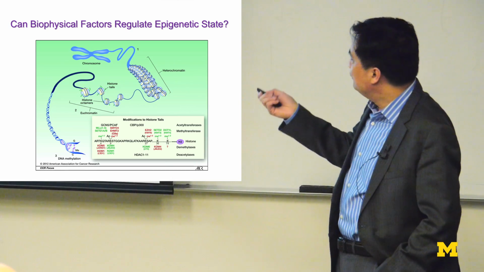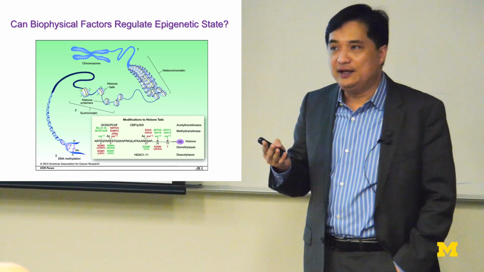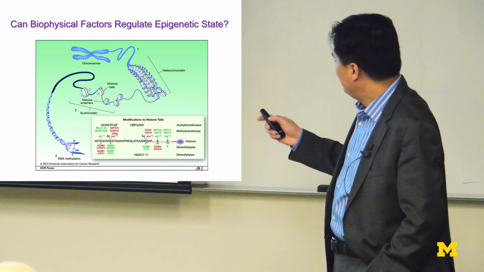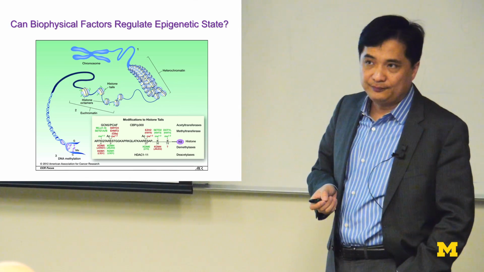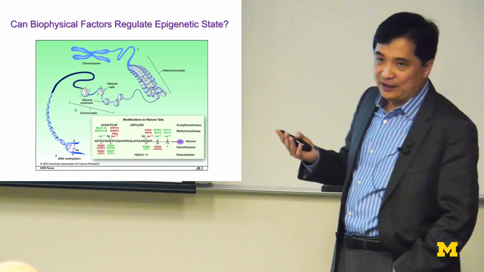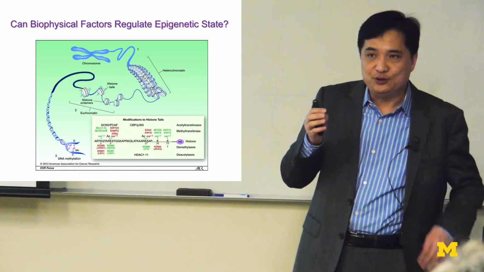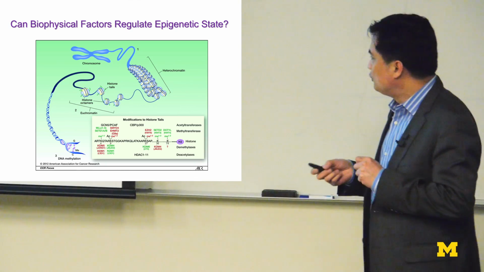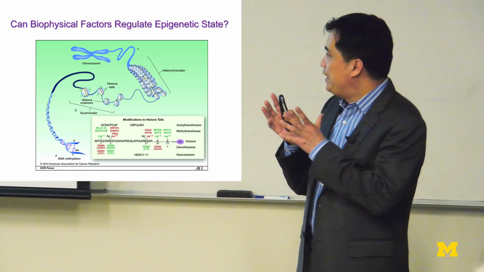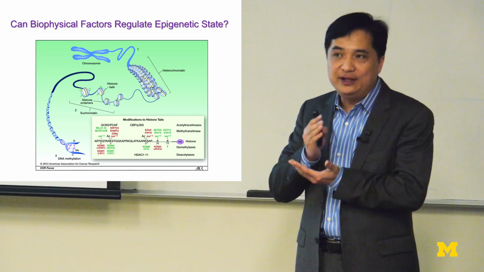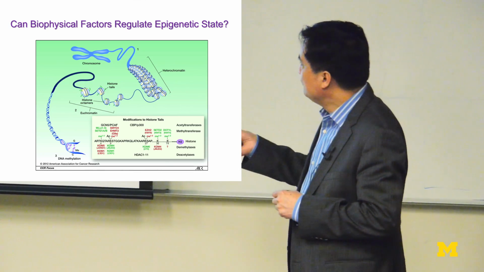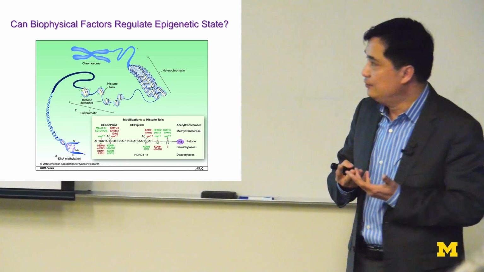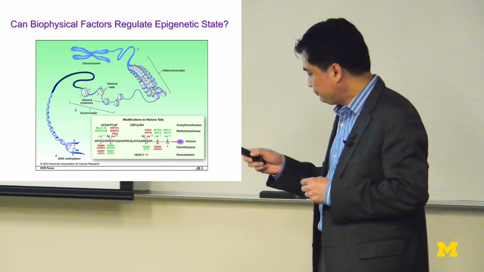This regulation is through the modification of either DNA methylation or histone modifications. This includes both methylation and acetylation. So how biophysical or mechanical factors can regulate the epigenetic state of the cell is not known. We are interested in seeing how mechanical factors can directly or indirectly regulate this structure, and then non-specifically or specifically regulate cell phenotype change, such as stem cell differentiation or cell reprogramming.